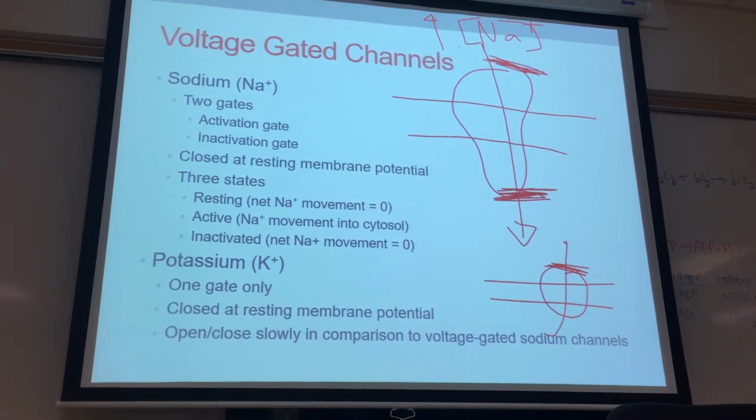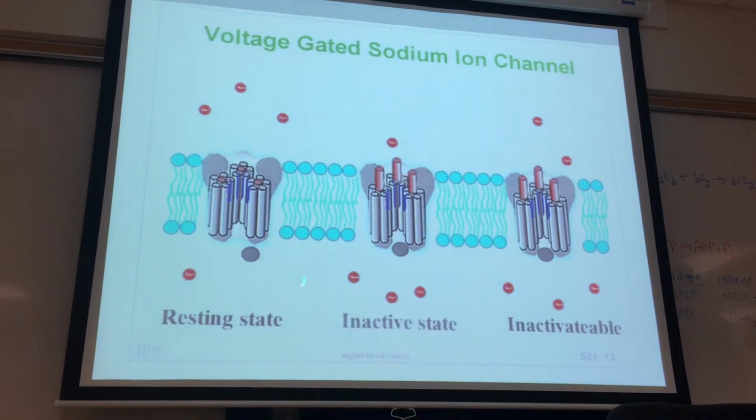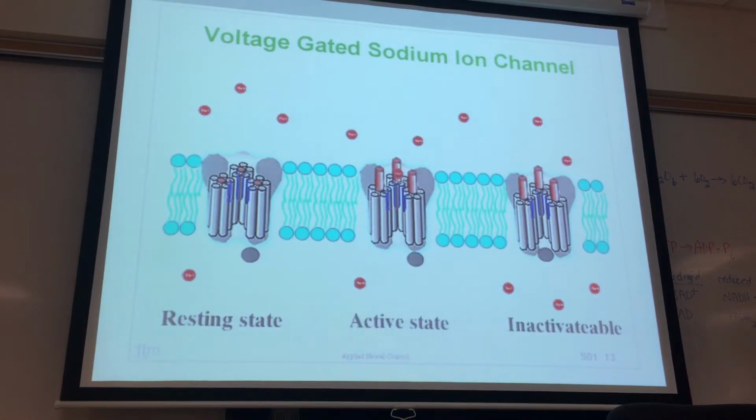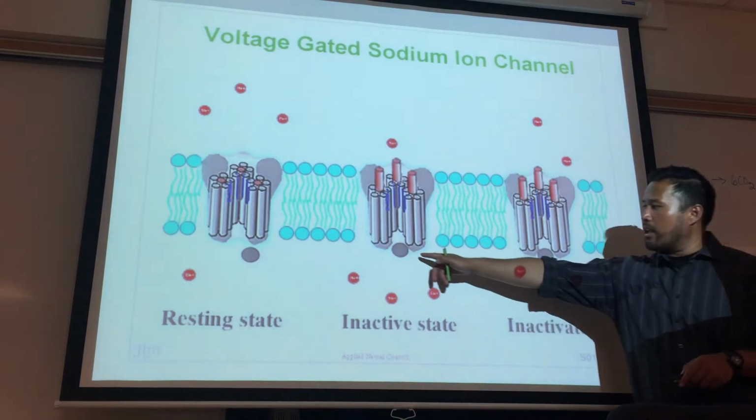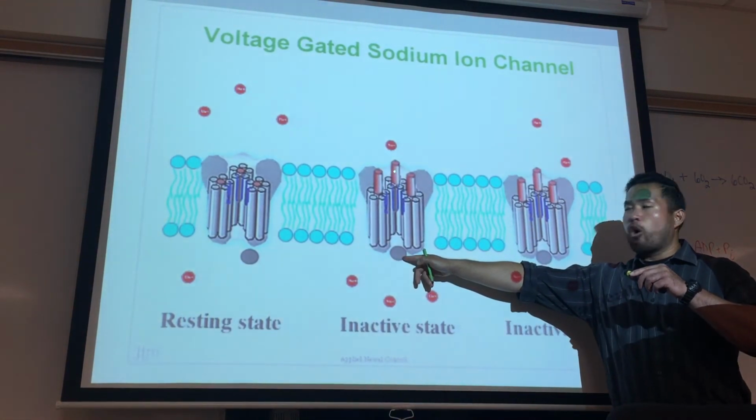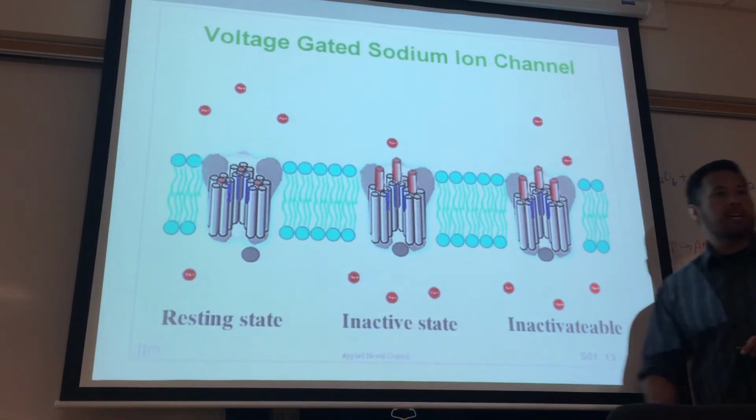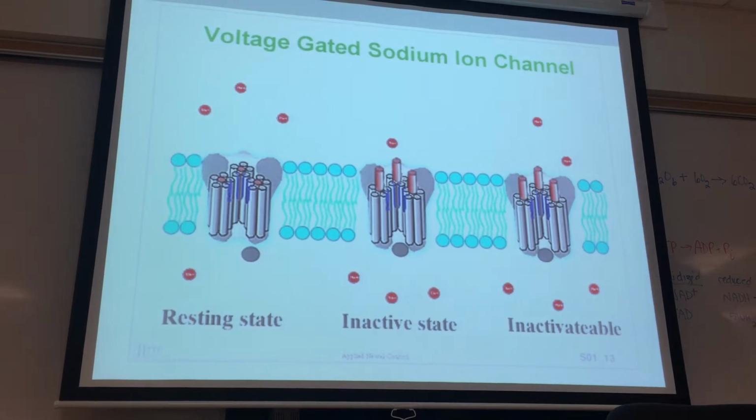So let's take a look on the next slide to see what that voltage-gated sodium channel looks like. Here you can see at rest, you don't see any sodium moving in and out because the activation gate is closed. The activation gate opens here, so it allows sodium to rush in, up until the point that the inactivation gate closes. Activation gate here is open, inactivation gate is closed, still prohibiting sodium from flowing through.